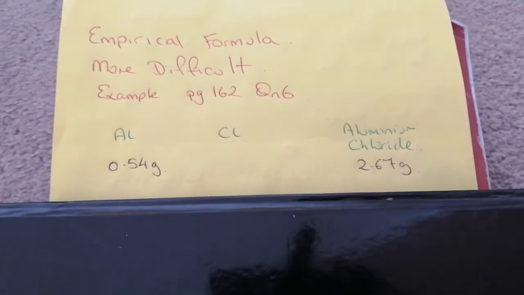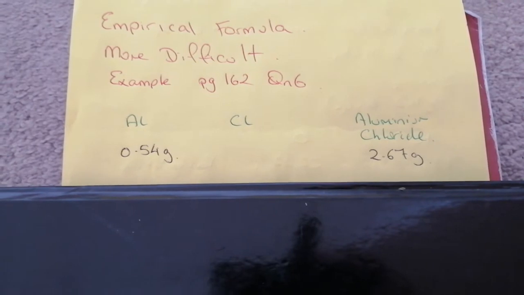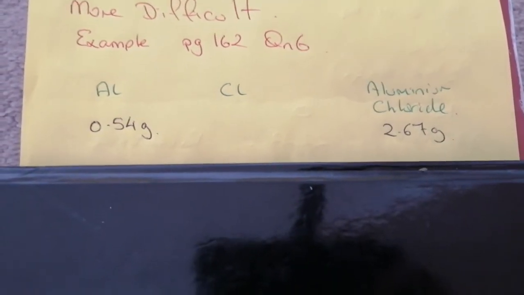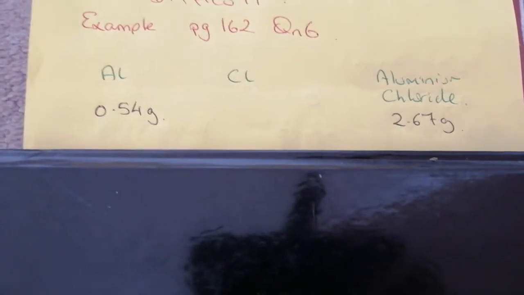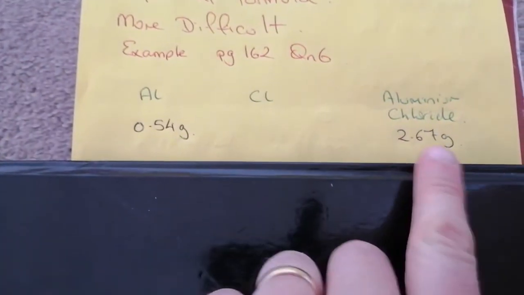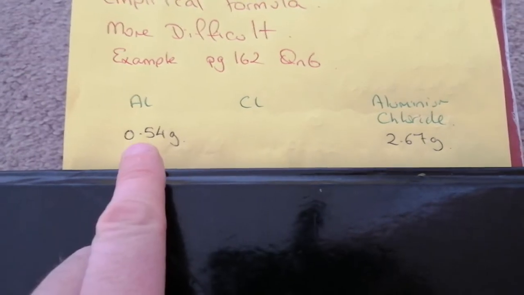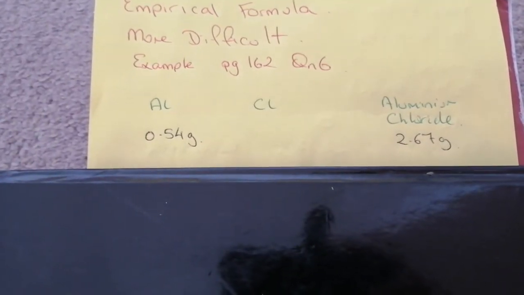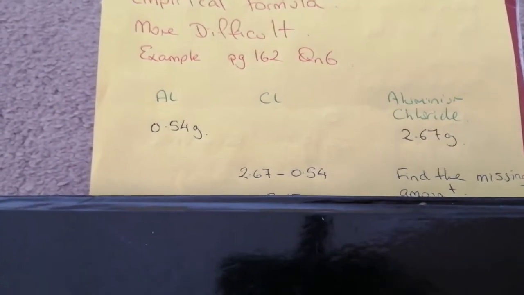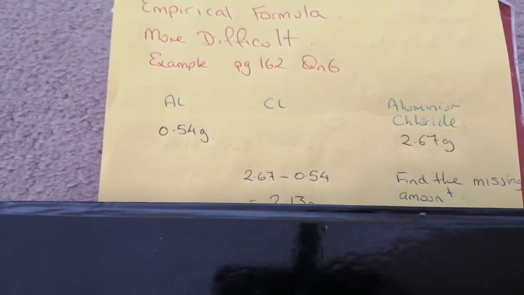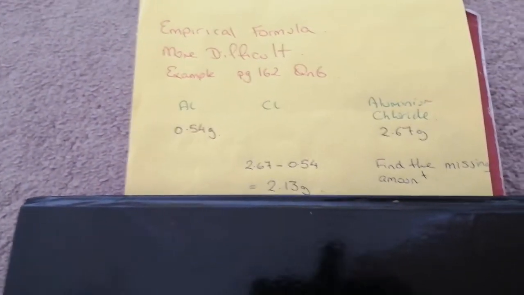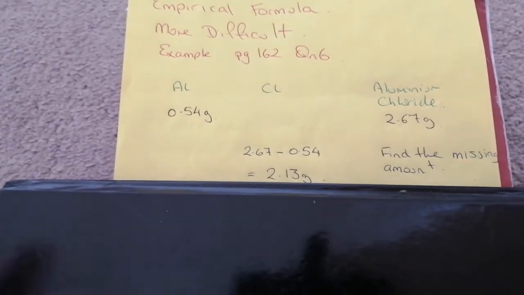Now, the law of conservation of mass tells us that matter cannot be created or destroyed, only change from one form into another. So in order for us to find the amount of chlorine, we're taking this and subtracting 0.54 from it. Now again, small number take away from the big number. So it's 2.67 minus 0.54, and that gives us 2.13 grams of chlorine reacted.